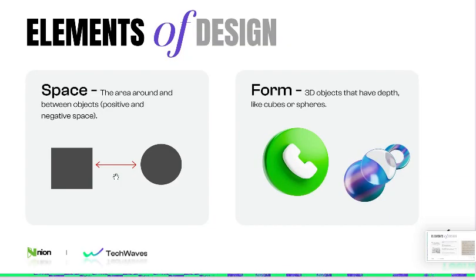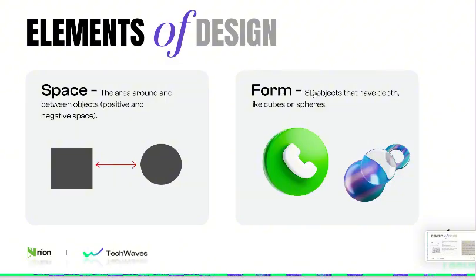We have our space: the area around and between objects, positive and negative space. Look at this image right here. You have your square over here, you have your circle over here. Now there is a space in between. You can't do without space in design. There's space all around. You just have to make use of space.